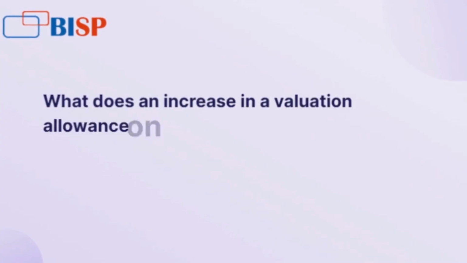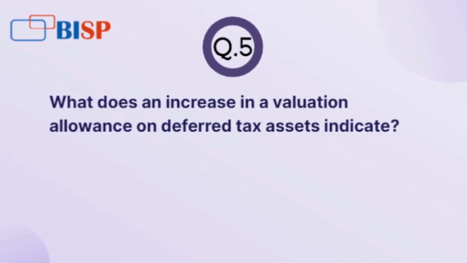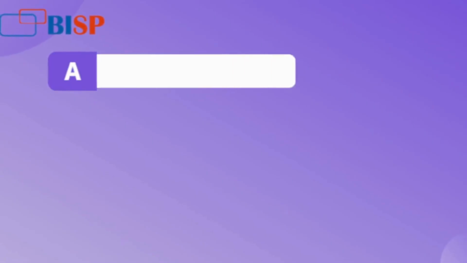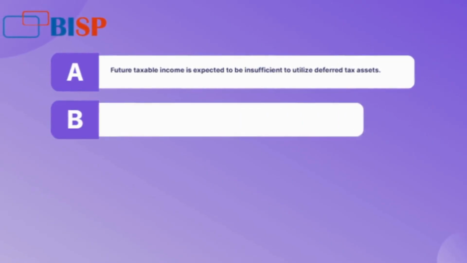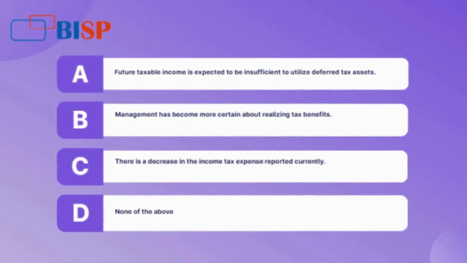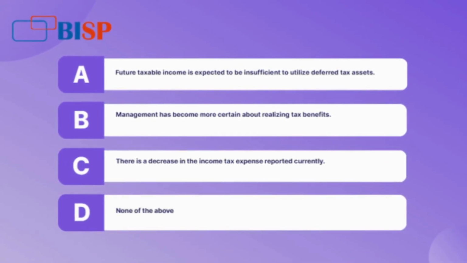What does an increase in a valuation allowance on deferred tax assets indicate? A. Future taxable income is expected to be insufficient to utilize deferred tax assets. B. Management has become more certain about realizing tax benefits. C. There is a decrease in the income tax expense reported currently. D. None of the above.